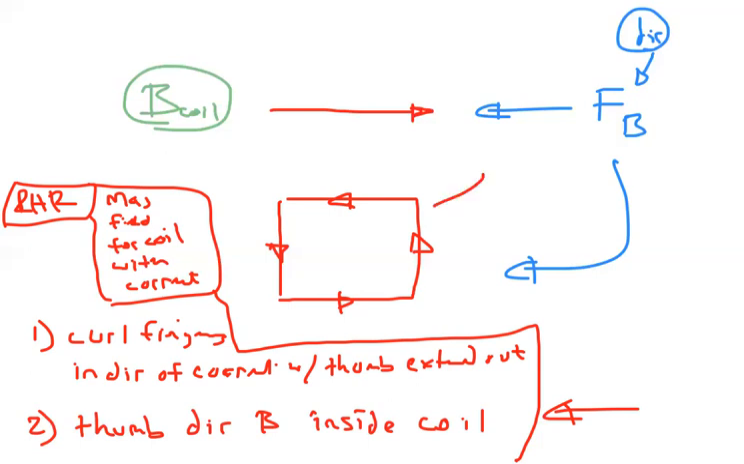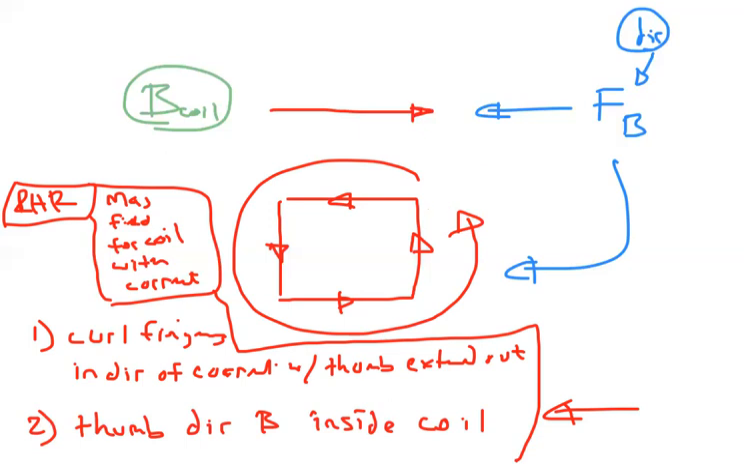Curl your fingers in the direction of current for this coil, which is around this way. So just follow that around. Curl your fingers just like this. And which way? I got one answer, but I want a few more to make sure we're correct. Is Juliana right? Juliana's saying out of screen.